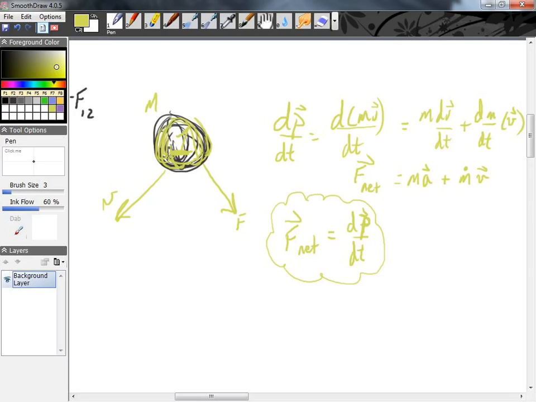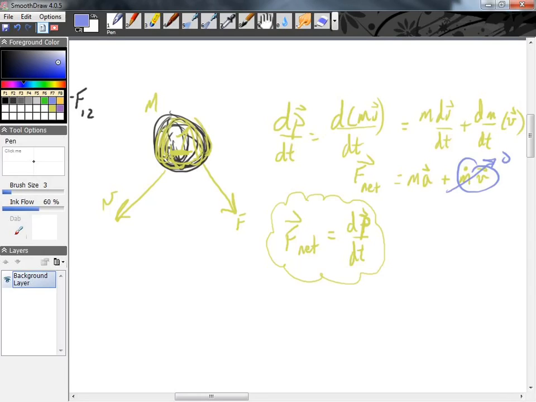Now, in the vast majority of situations, this is zero because your mass doesn't change. So you're just left with mass times acceleration. However, there are a couple of situations that you guys may be able to think of where it does change.